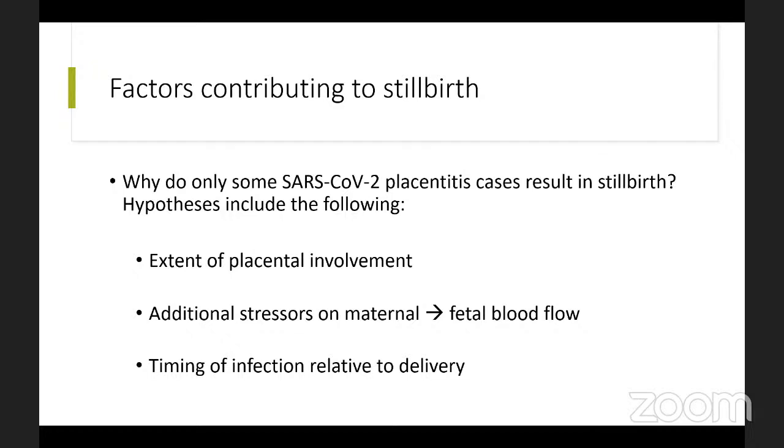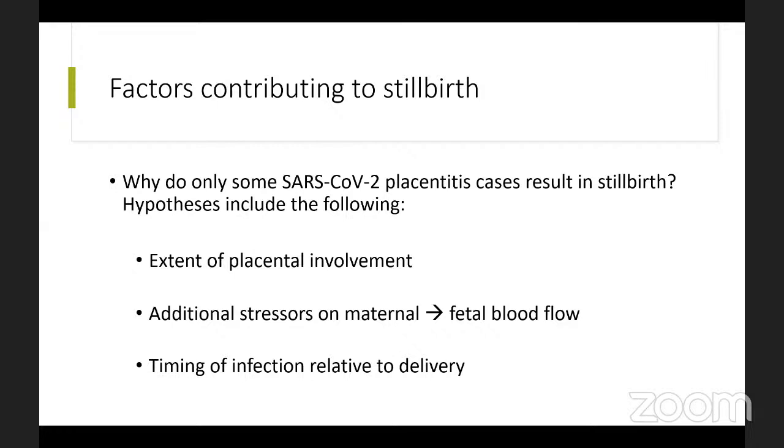So the next few questions came from these models and ideas that were circulating in the OB pathology community. The next natural question was, why do only some SARS-CoV-2 placentitis cases result in stillbirth? And another question, which we'll get to in a few slides, was why is there so much SARS-CoV-2 around and so many infected pregnant women, but we see so little SARS-CoV-2 placentitis? So the outcomes are very rare.